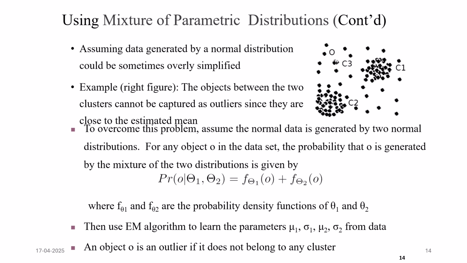To overcome this problem, we can instead assume that the normal data objects are generated by multiple normal distributions, two in this case. That is, we assume two normal distributions for any object O in the data set. The probability that O is generated by the mixture of the two distributions is given by the formula shown on the screen.